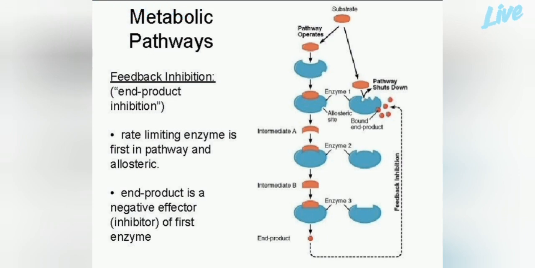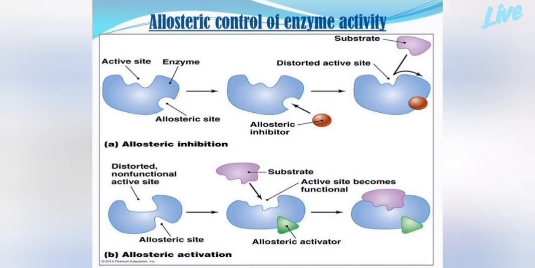Now consider these two factors. One is activators. Activators are substances that stabilize the active form of an enzyme, and they increase activity. Whereas inhibitors destabilize the enzyme. Therefore, they make the inactive form of the enzyme stable, and therefore they decrease the activity of that enzyme.